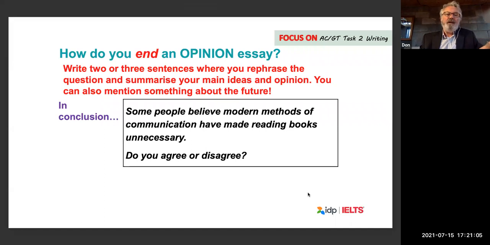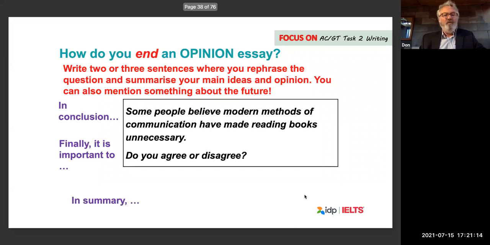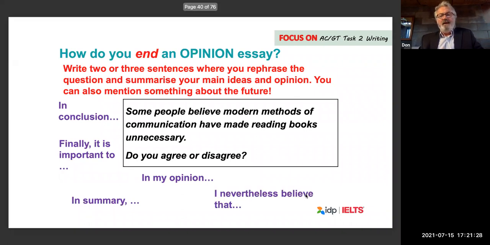So we might begin with "in conclusion," or we might say "finally," "it is important to," or "in summary, I believe." Here we might use "in my opinion" again. Remember, we can say the word "I" or "my" in a task 2 essay. "I believe," "I nevertheless believe."